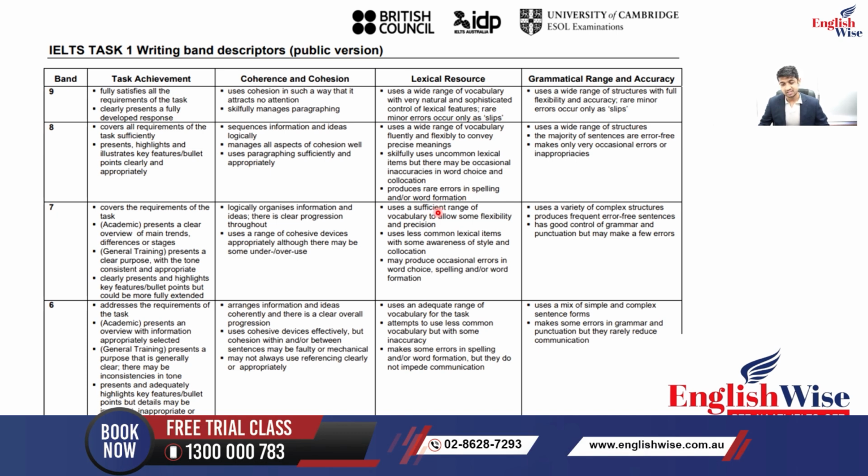You're not making any spelling errors and you are choosing the words appropriately. Finally, for grammatical range and accuracy, to receive an 8 or a 7 band score, you need to make sure you have a combination of simple and complex sentences. If you only use simple sentences, you may not get the required band score for this.